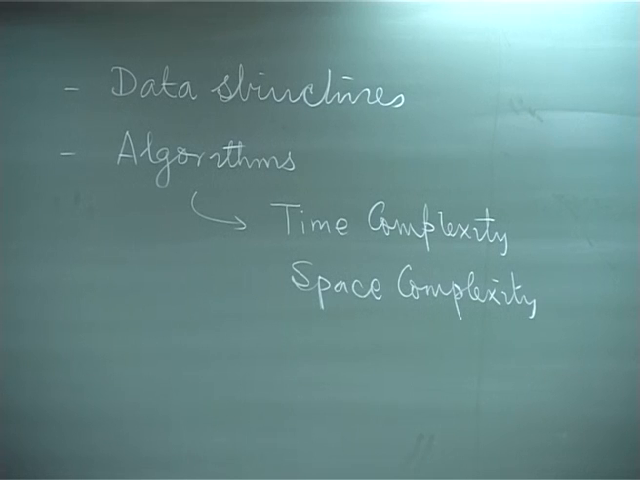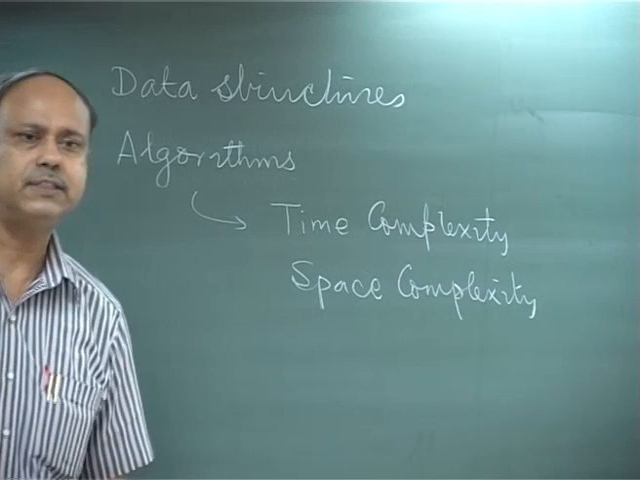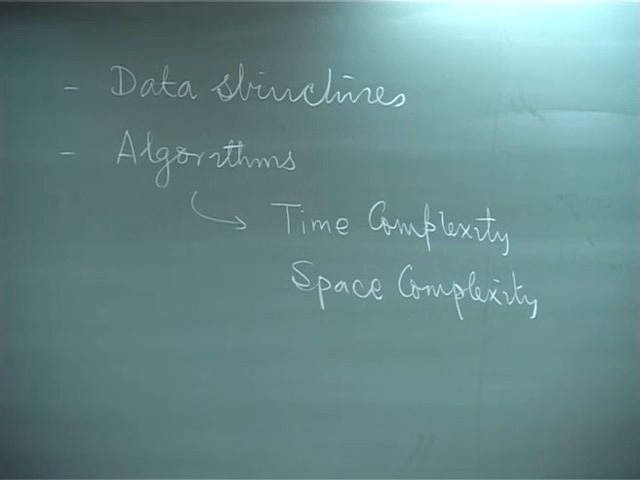Now, how do we measure the time for an algorithm? One possible way is that you design an algorithm, implement it on some machine, and then tell how much time it takes. But this is completely machine dependent, and to compare one algorithm with another, you have to run both on the same machine, and then you will be able to tell which one is better with respect to time.